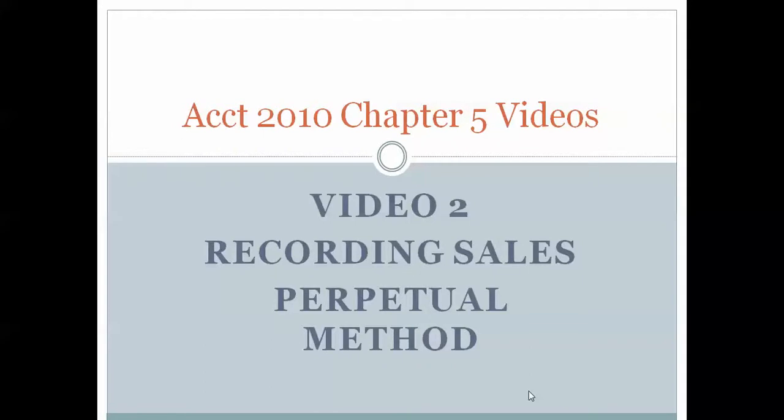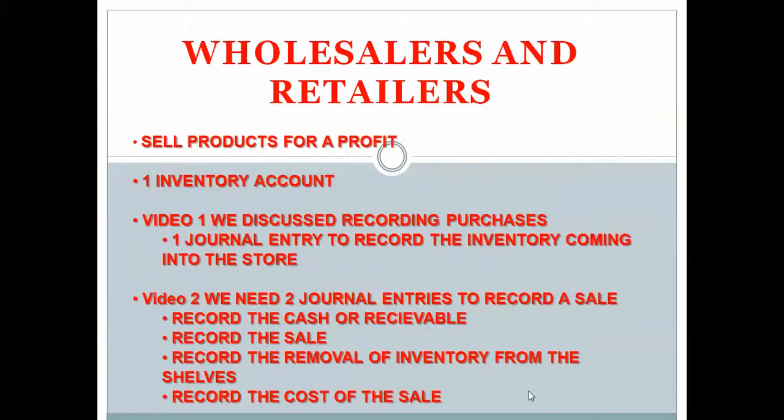In video 2, we are going to be recording the sales, as was started with our purchases in video 1 of Chapter 5. And for this demonstration, we will be using the perpetual method. So in video 1, we had recorded the purchases. Roadrunner's Roost had made some purchases, and Roadrunner's Roost is a retailer. It purchased some workbooks, and it is going to be selling them to their clients.